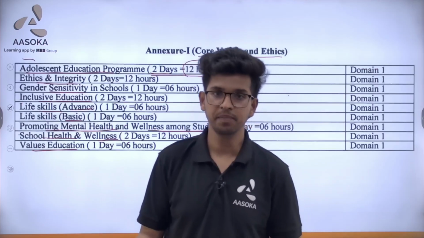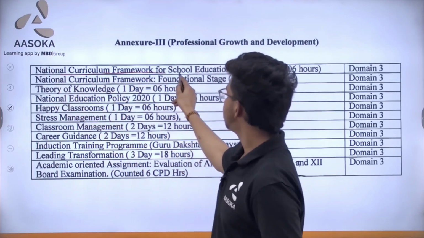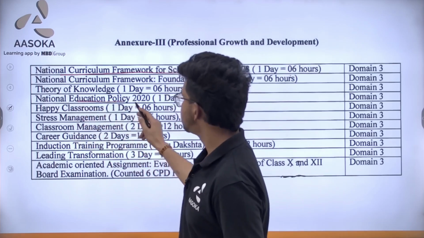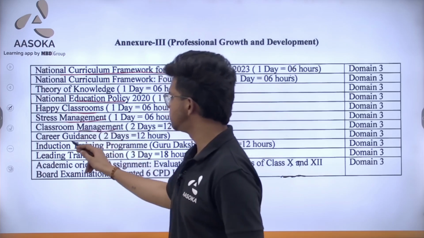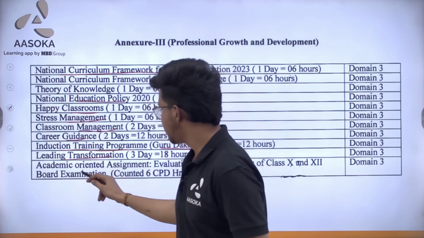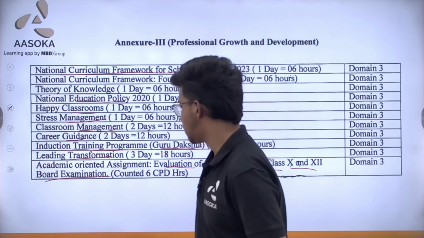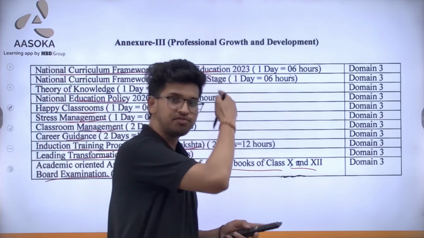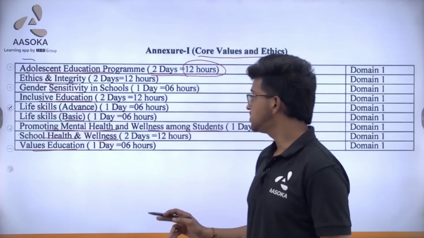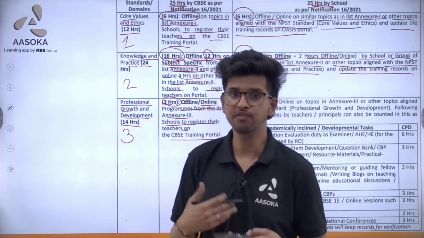Now let me show you the topics that are given in annexure 3. In annexure 3 you will find topics like National Curriculum Framework for School Education 2023, National Curriculum Framework for Foundational Stage, Theory of Knowledge, National Education Policy 2020, Happy Classroom, Stress Management, Classroom Management, Career Guidance, Induction Training Program, Guru Dakshata, Leading Transformation, Academic Oriented Assignment, Evaluation of Answer Books of Class 10th and 12th Board Examination, counted as CPD list. So if you do any of these by CBSE for 3 hours, you will get your training certification, which is part of the third domain, professional growth and development. You must be finding that all those topics help you grow professionally, right?